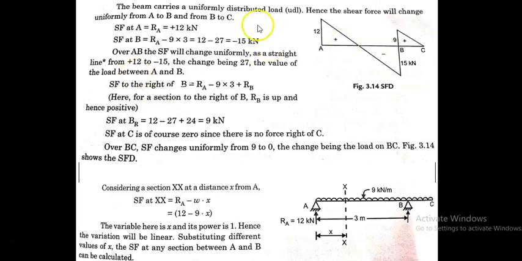So over AB, the shear force will change uniformly as a straight line from plus 12 to minus 15, the change being 27, the value of the load between A and B. The shear force to the right is RA minus 9 into 3 plus RB at B. For a section to the right of B, RB is up and hence it is positive. Shear force at B, 12 minus 27 plus 24, it should be 9. So that value becomes 9 at B. Like that we can find the shear force at all sections.